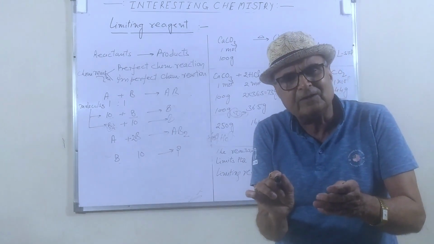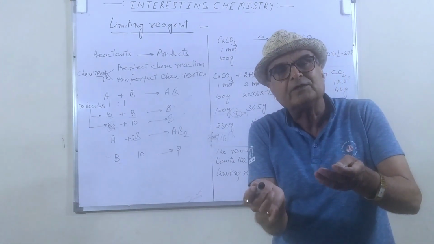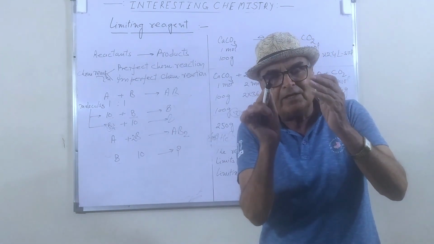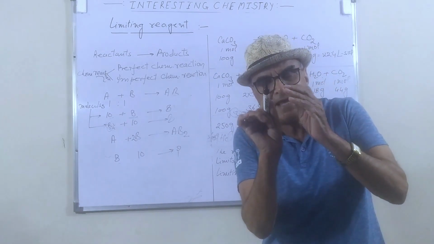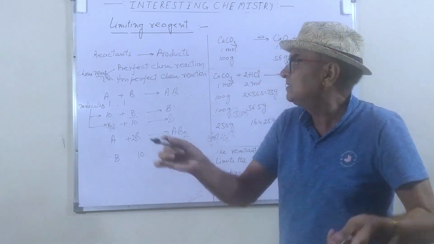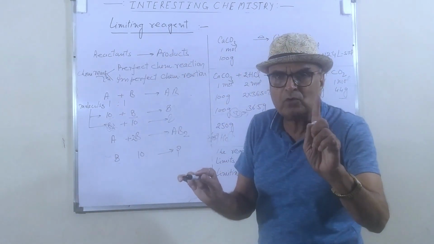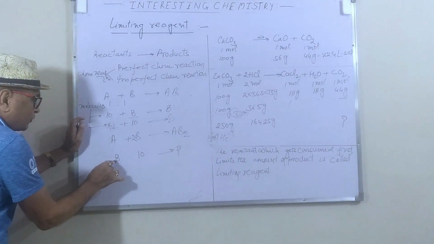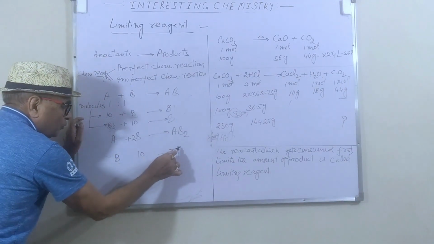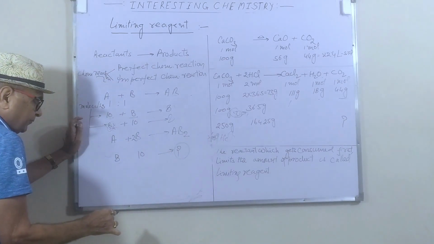If you only think that the reactant that has the lesser amount will be called the limiting reagent, no, that is not correct. Think about it here. With the 8 molecules, how many molecules of AB2 will be formed? How will you tell?